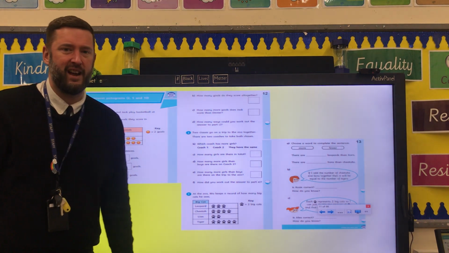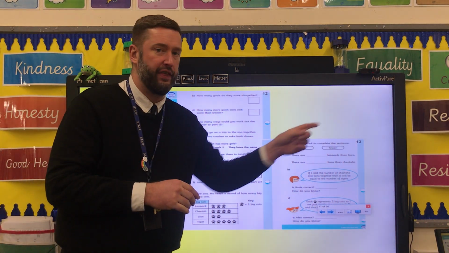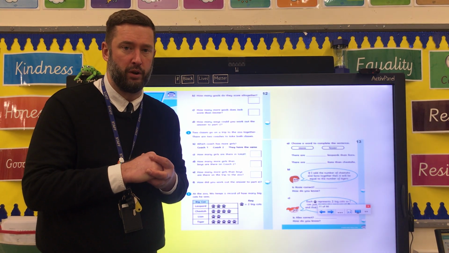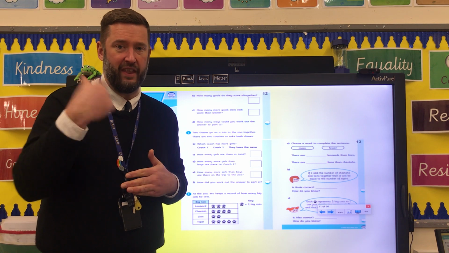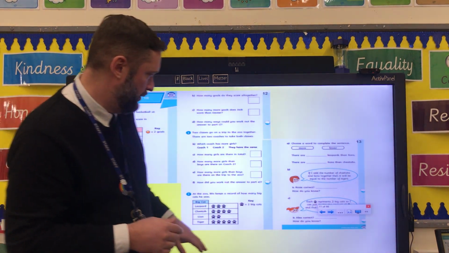Okay, now it's time to open up your maths booklet to page 12 and 13. You've got these 2 pages to do today in your booklet. I'll put some audio on the next slides to help you.